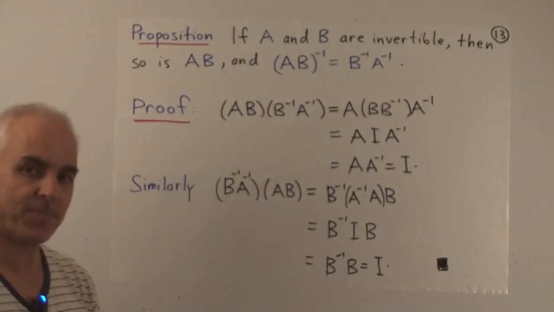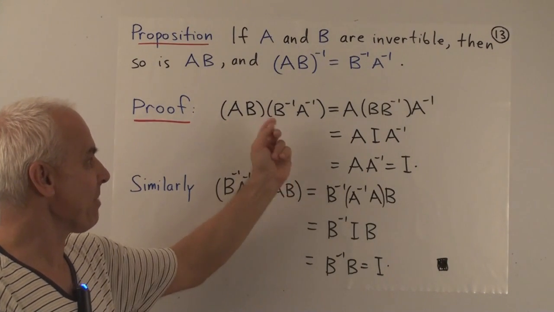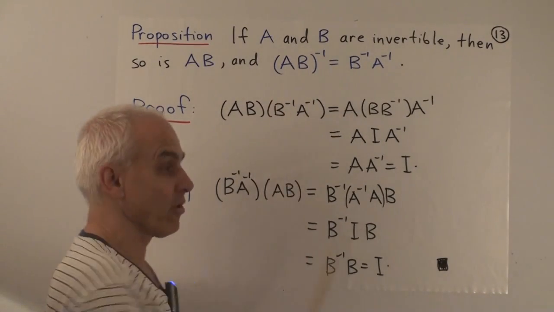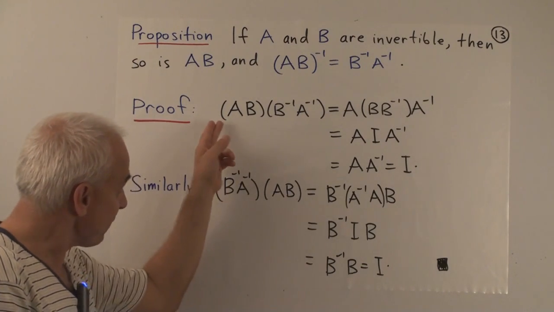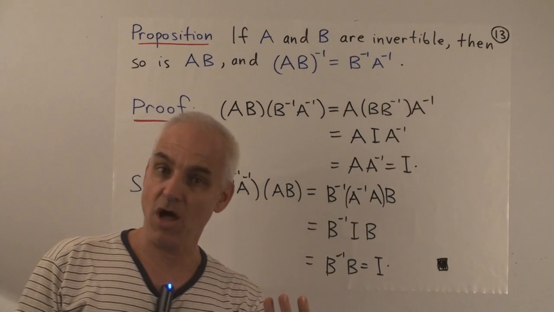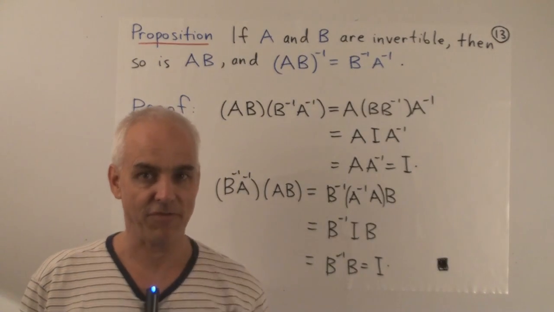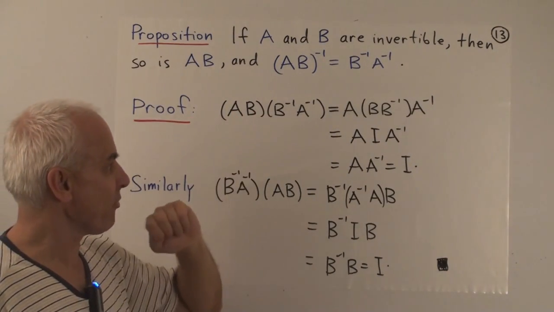And here's the proof. Suppose you take the matrix AB, and you multiply it by the matrix B inverse A inverse. We're assuming A and B are invertible, so these matrices really do exist. Alright, so we have these four matrices multiplying together. The associative law holds for matrix multiplication. It's a non-trivial fact. Okay? But it holds, and it means we can dispense with the brackets.